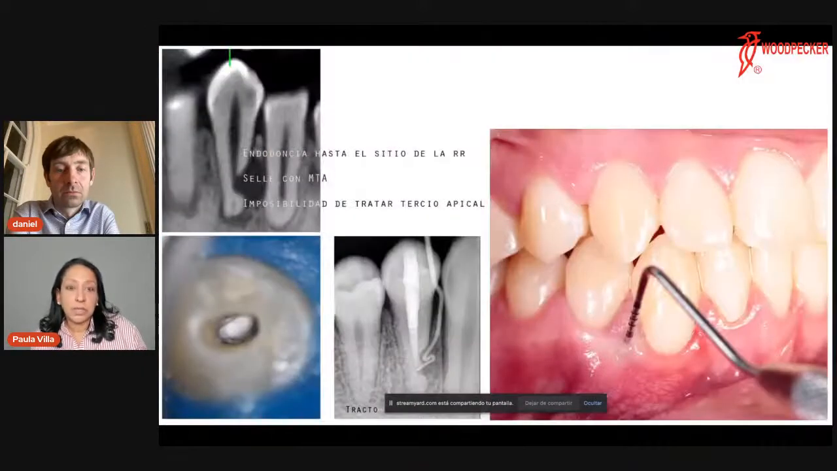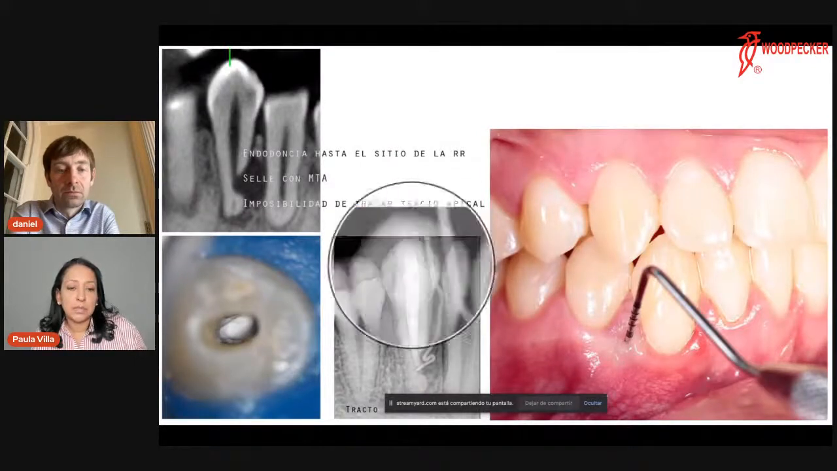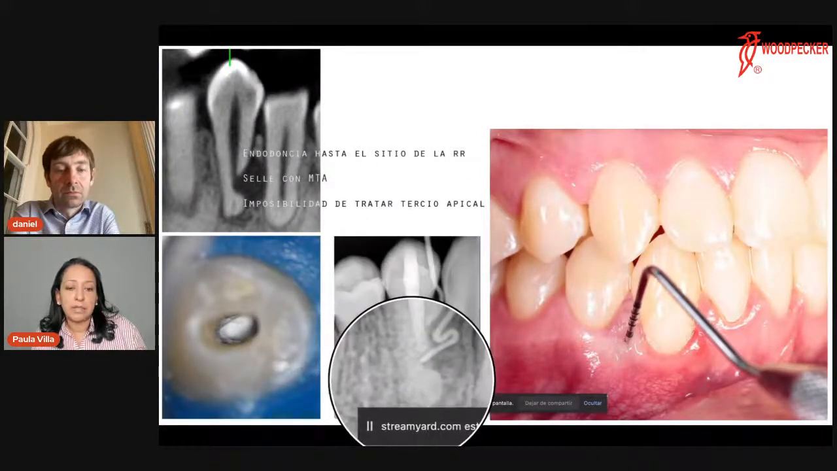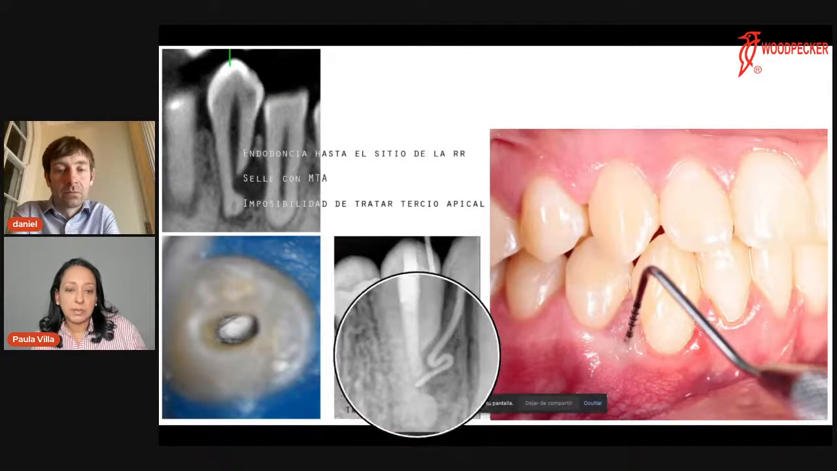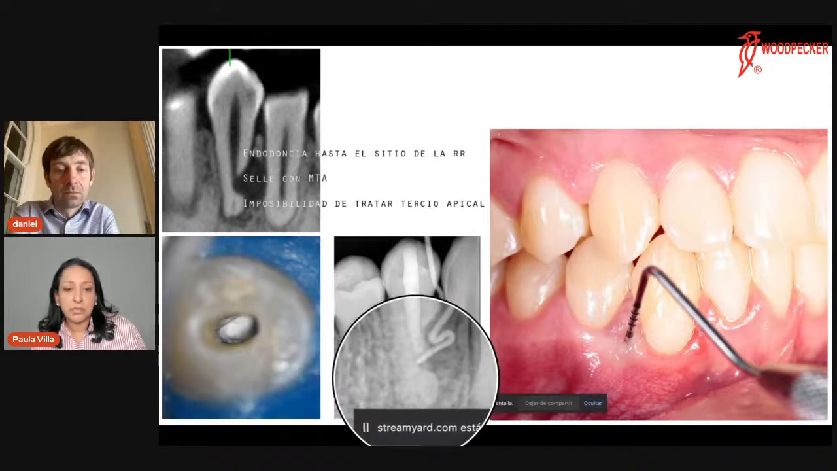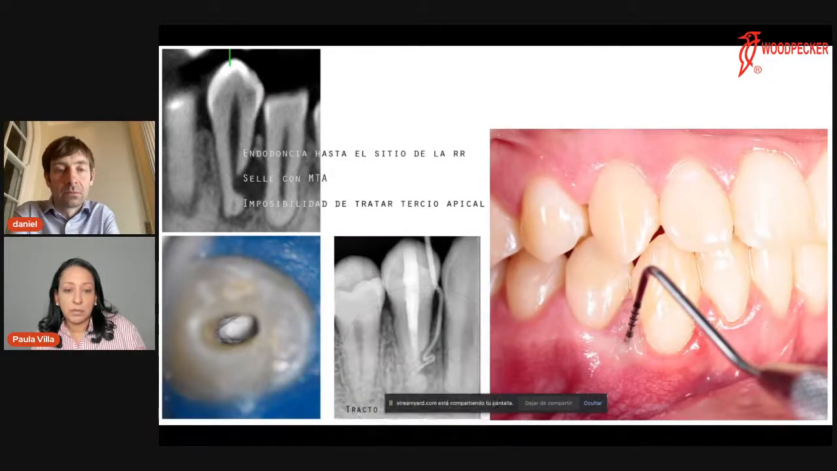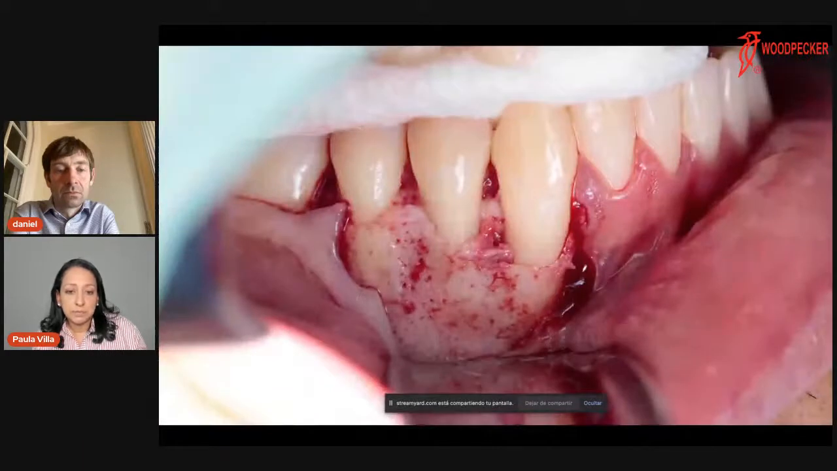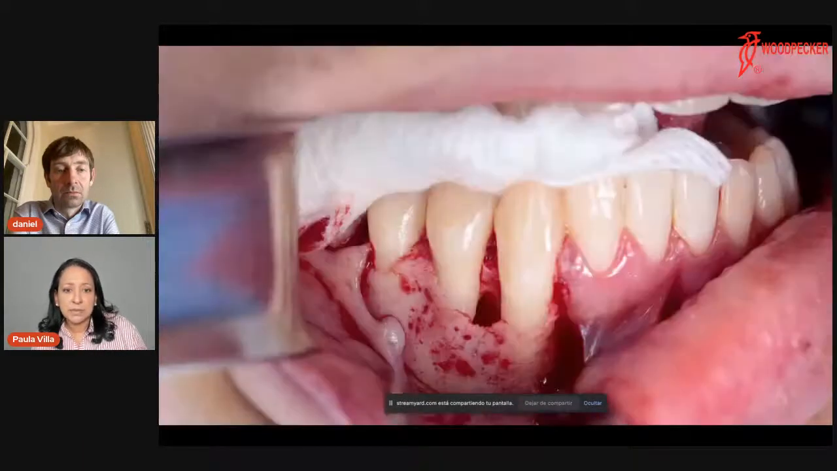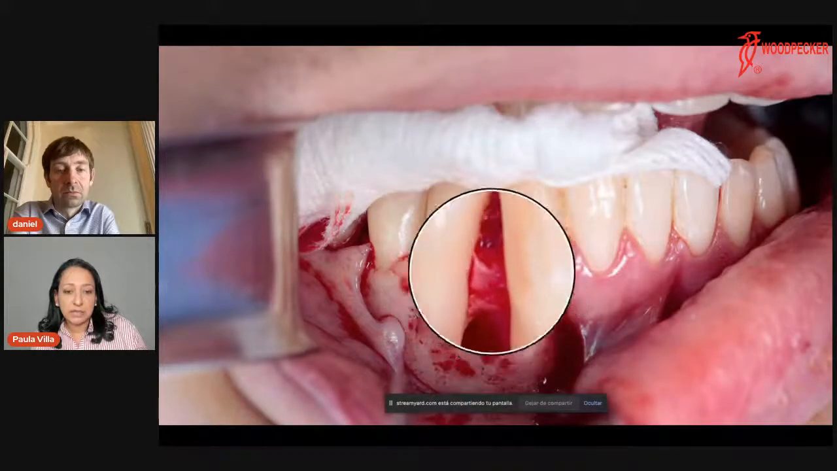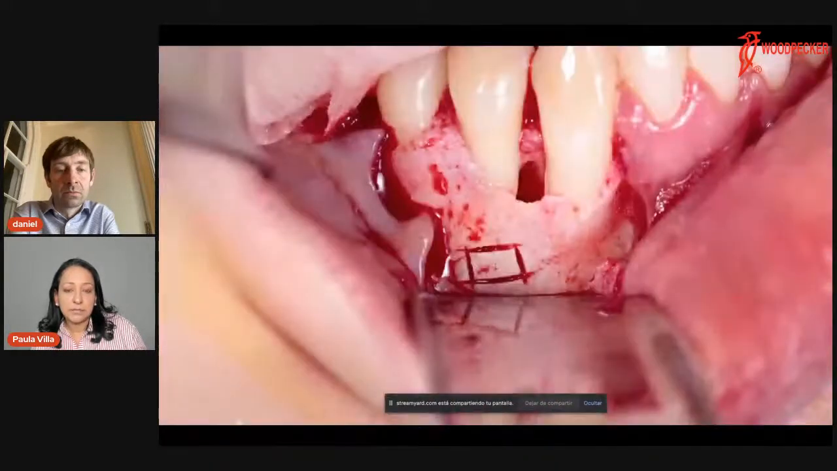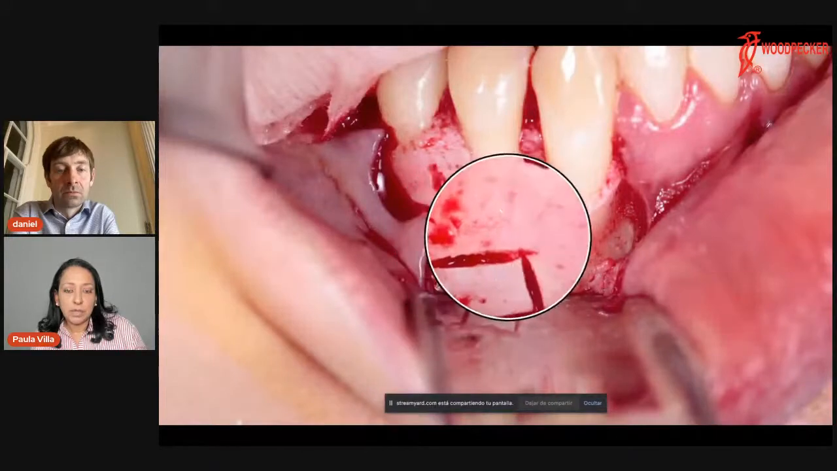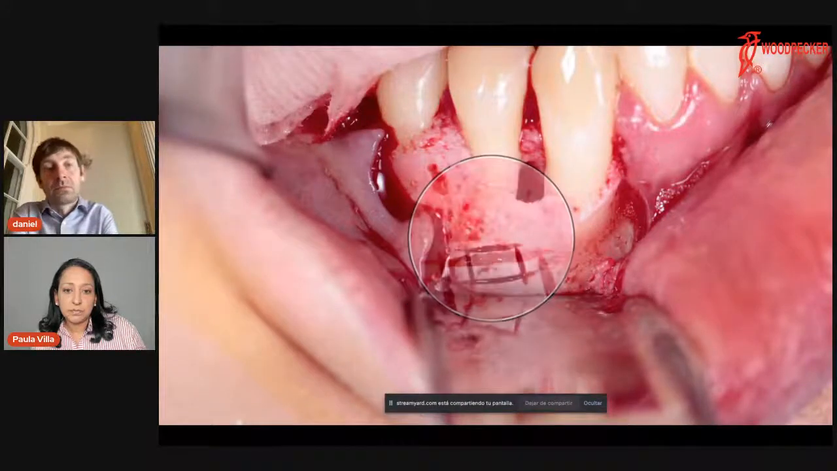During the surgery, we had two options. One was removing the apical third, and the other one was treating the apical third. I decided to treat the apical third through the endodontic access. This is the clinical aspect. We had an apicomarginal defect in the mesial area, the cortical bone and small cortical bone.